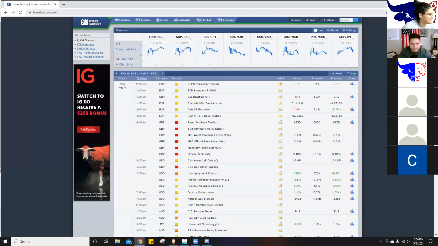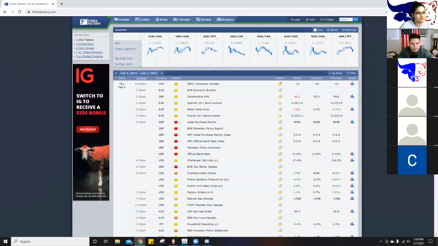Love it. All right, so we got Forex Factory. The date that we're on here is actually February 4th, so that's what we're looking at. What we have is GBP news coming out. You have interest rates that came out in February. Just act like you don't see the actual, just act like you see the previous and the forecast.